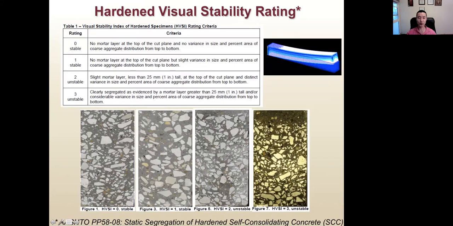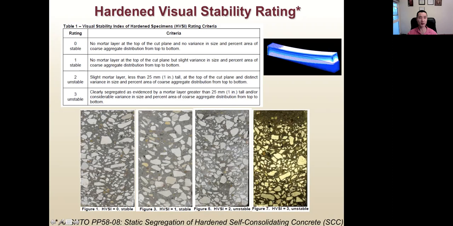Based on the segregation probe, we also developed another testing method for hardened concrete. We let the concrete set and harden, and we cut the concrete in half. Then we observe the distribution of coarse aggregate along a layer.